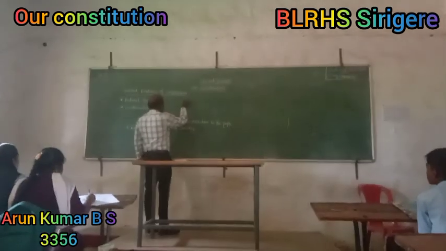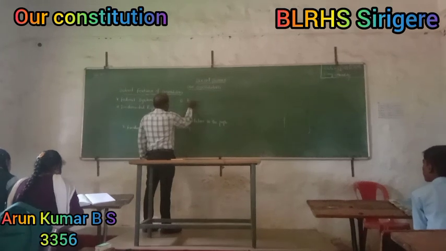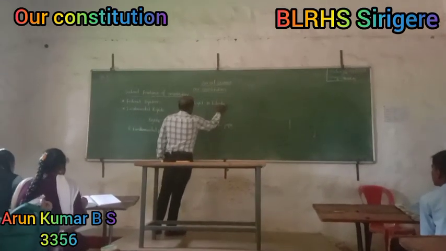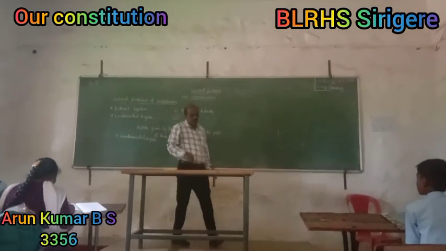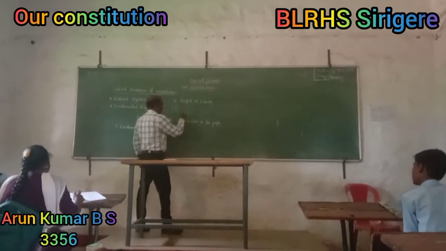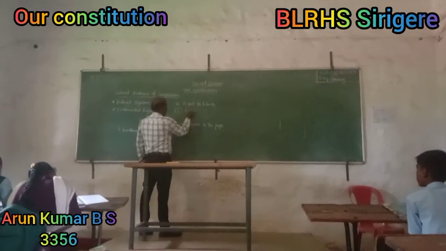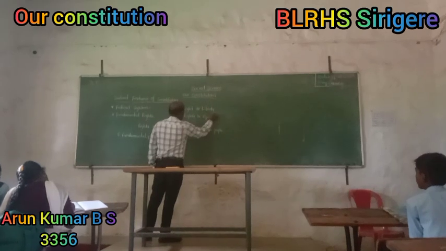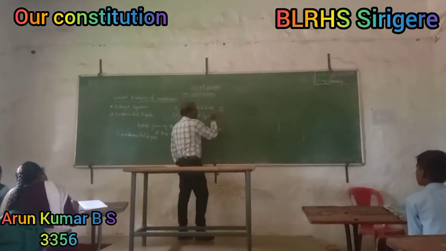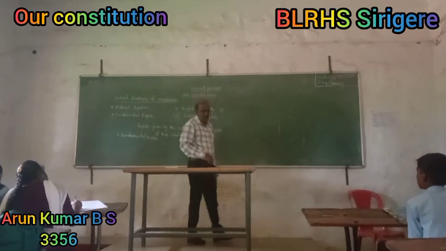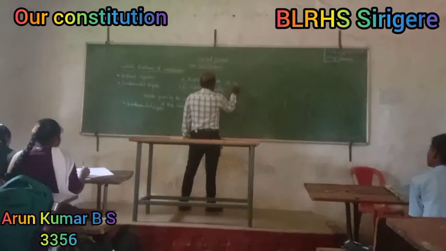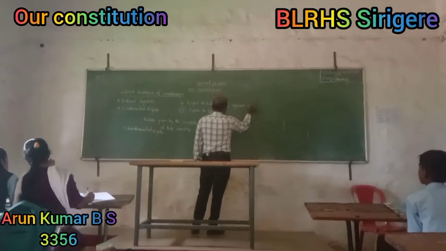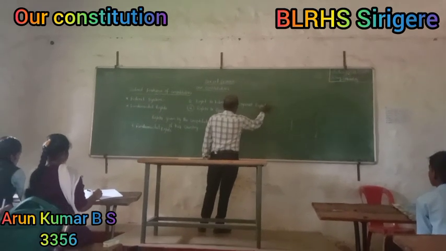So the first one is right to liberty. The second one is right to equality. Then right against exploitation.